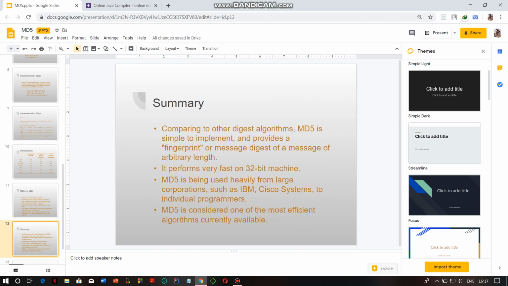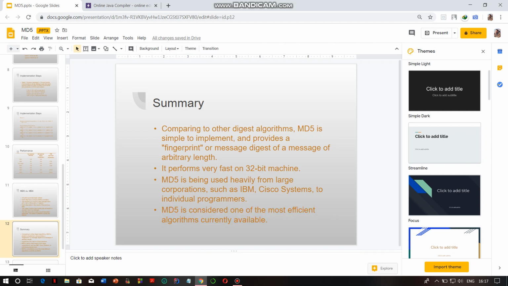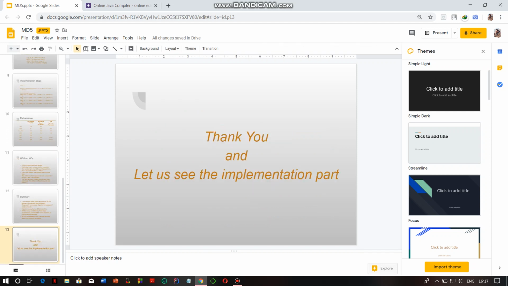Now, we all have seen how fast a 32-bit machine performs. Compared to the other digest algorithms, MD5 is simplest to implement and provides a fingerprint or message digest of a message of arbitrary length. MD5 is considered to be one of the most efficient algorithms currently available. Thank you, and let us see the implementation part.